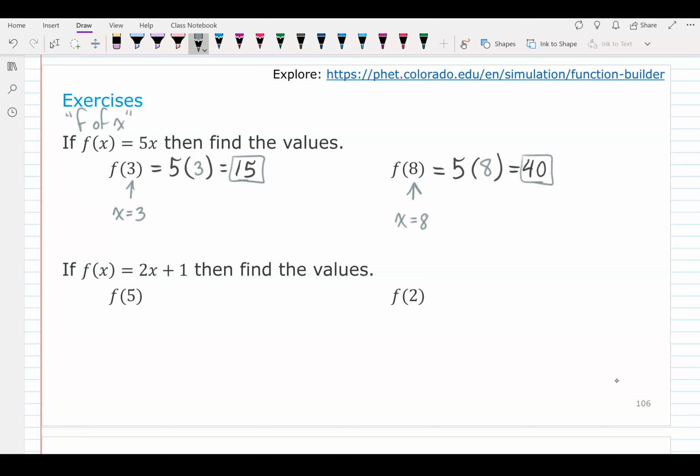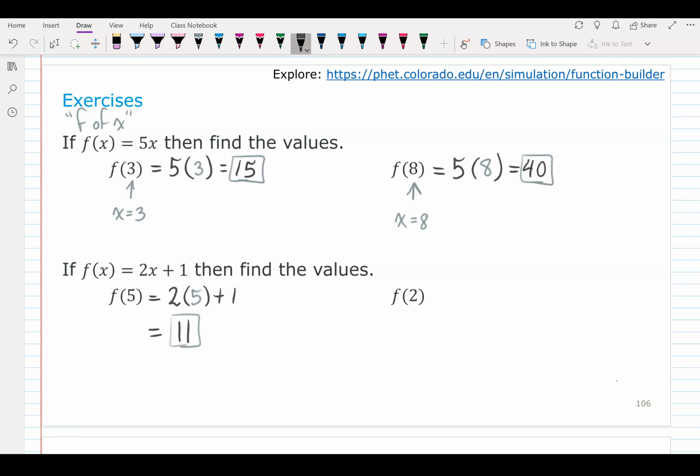For the second exercise, I'd like you to try this. You can pause the video and check it out for yourself, see what it's going to be. These are pretty straightforward. The function is 2x plus 1. In this case, our x is 5. So if we put 5 into this, what do we get? Well, 2 times 5 plus 1 gives us 10 plus 1, which is 11.